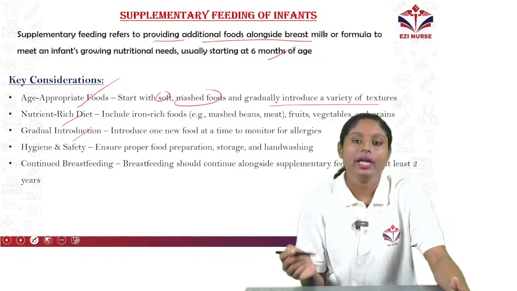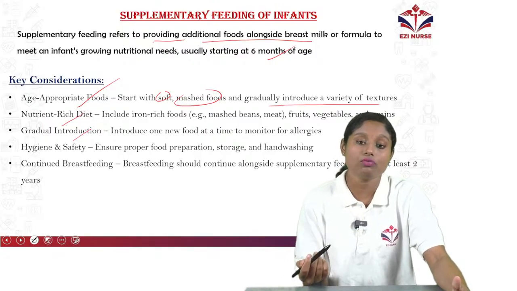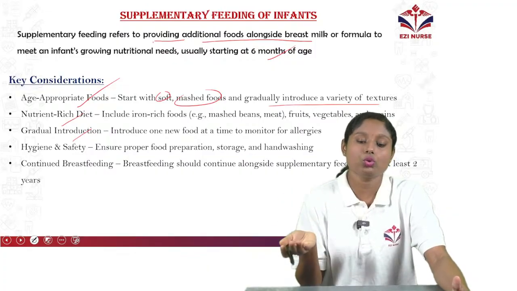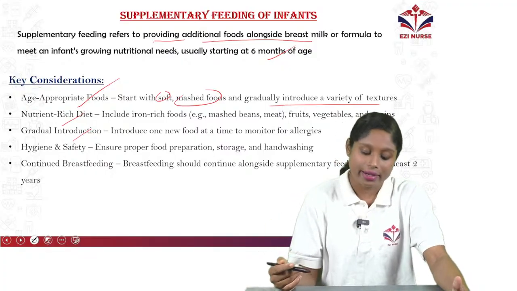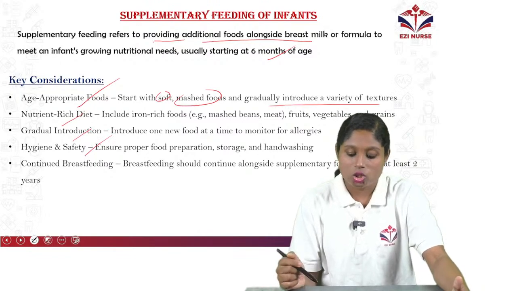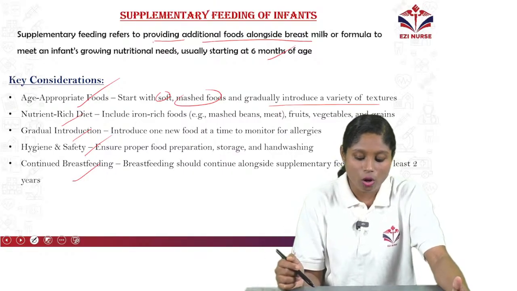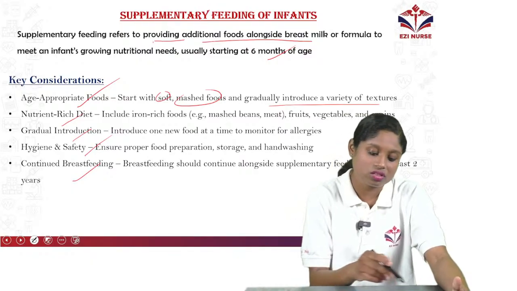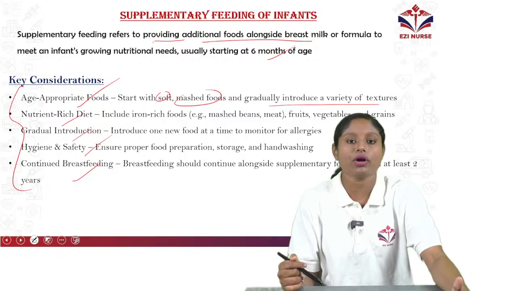Gradual introduction. Introduce one new food at a time to monitor for allergies. So we are monitoring for allergies. For that we need to introduce one food at a time. Don't give 2-3 foods at a time. Introduce slowly to identify any risk or allergies. Hygiene and safety. Ensure proper food preparation, storage and hand washing. Continue breastfeeding. Breastfeeding should continue alongside supplementary feeding until at least 2 years. So these are the key considerations while considering the supplementary feeding of an infant.